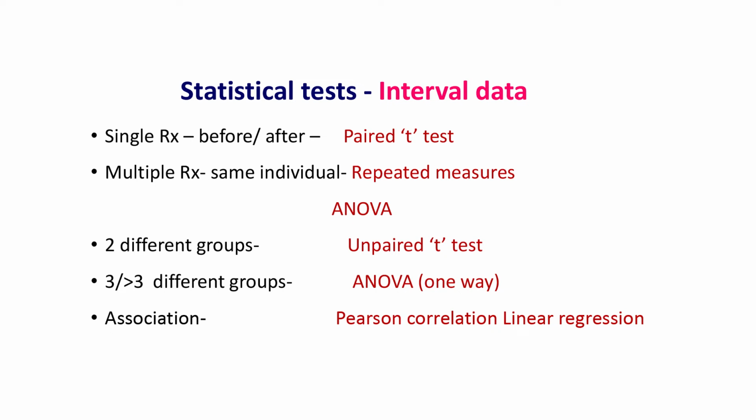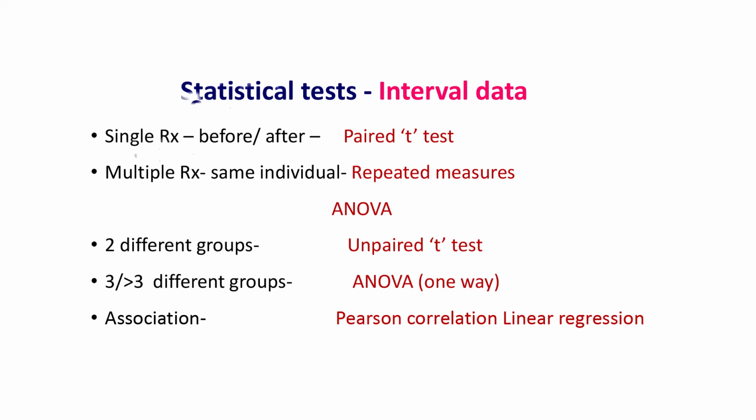If there are two groups, that means you are comparing A versus B, the test which you will apply is the unpaired t-test. And if there are more than two groups, A, B and C, three treatments you are comparing, the test which you will apply is ANOVA. Association tests we will have in a different table also, so maybe you can remember the first 4 points.